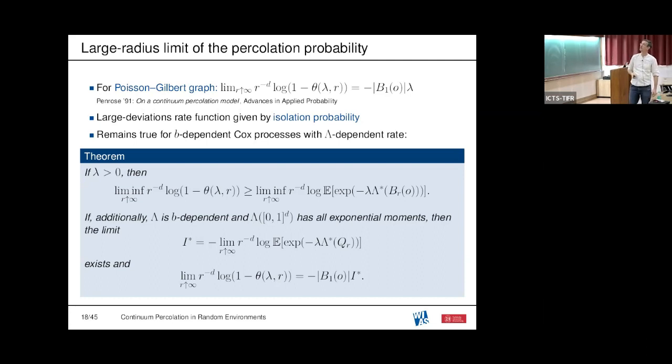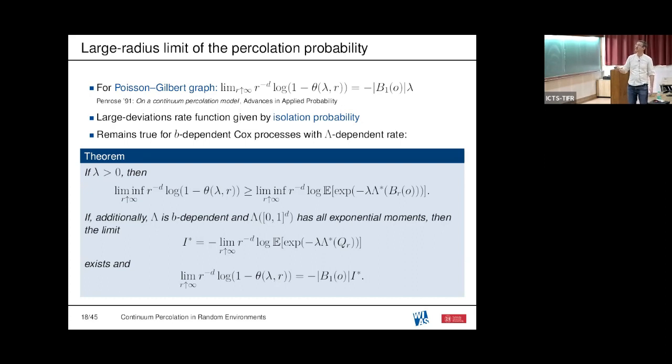For the upper bound, it's a bit more tricky. And we can now reproduce this result also in the Cox setting. So this lower bound again is not so hard, but the rate now is given in terms of this averaging over the environment. So it's not very explicit, but nevertheless, the Poisson point process is gone. So the rate really only depends on the environment.